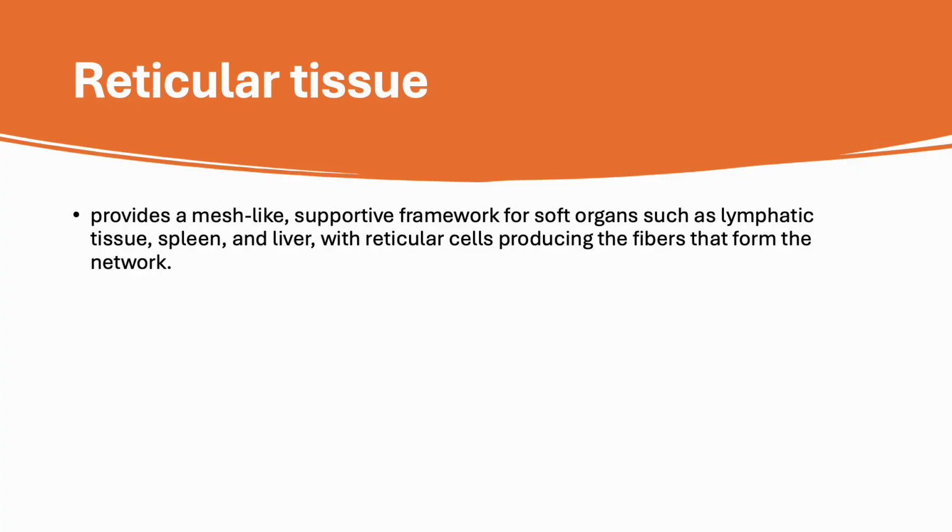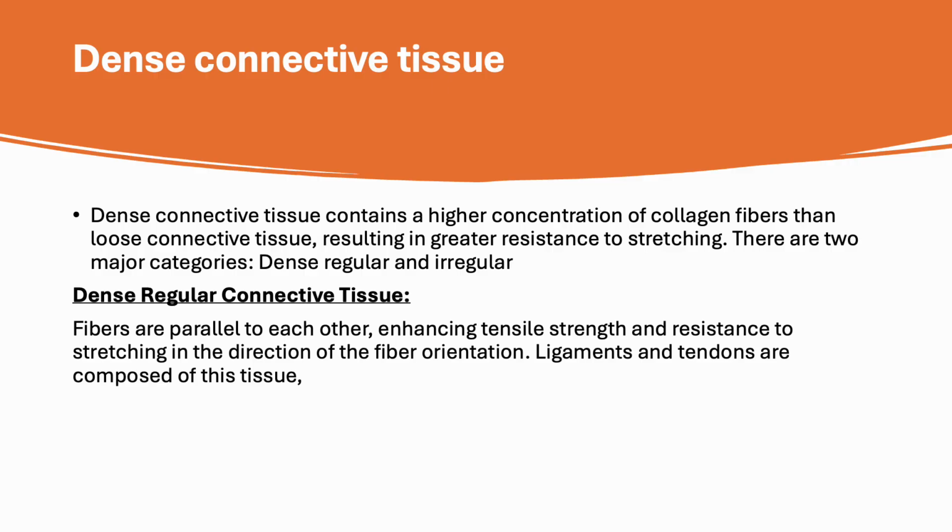Dense connective tissue has a higher concentration of collagen fibers than loose connective tissue, and it results in a greater resistance to stretching. But there are just two: dense regular or dense irregular. For the dense regular connective tissue, fibers are parallel to each other, enhancing tensile strength and resistance to stretching in the direction of the fiber orientation.